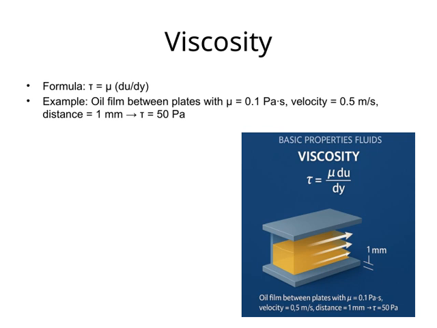Imagine an oil film sandwiched between two plates. If the viscosity mu is 0.1 Pa·s, and the top plate moves at a velocity of 0.5 meters per second, while the gap between the plates is 1 millimeter, we can calculate the shear stress tau. Using the formula, tau equals 0.1 times 0.5 divided by 0.001, which results in a shear stress of 50 pascals.